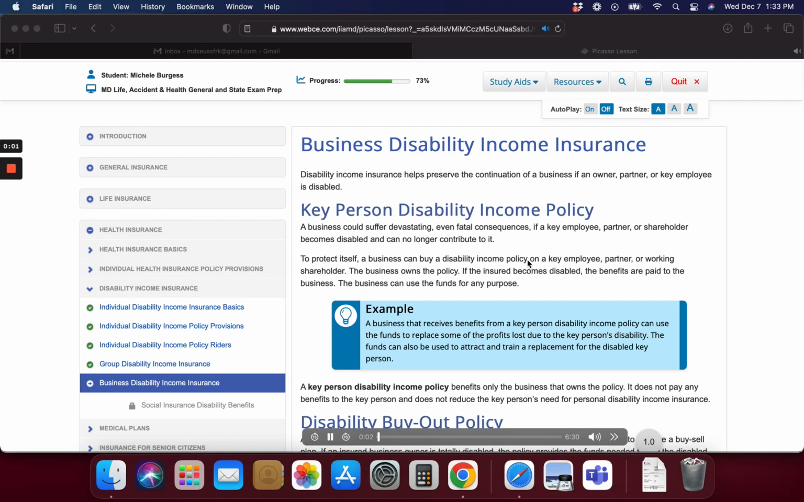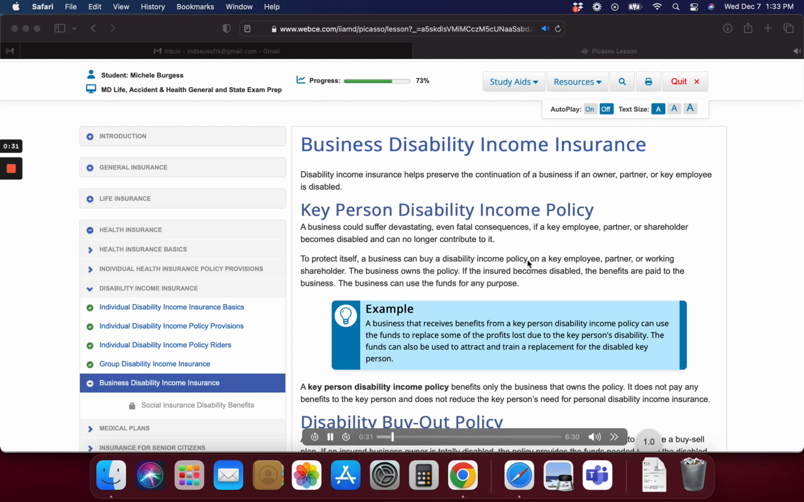Income insurance. Disability income insurance helps preserve the continuation of a business if an owner, partner, or key employee is disabled. Key person disability income policy. A business could suffer devastating, even fatal consequences, if a key employee, partner, or shareholder becomes disabled and can no longer contribute to it.